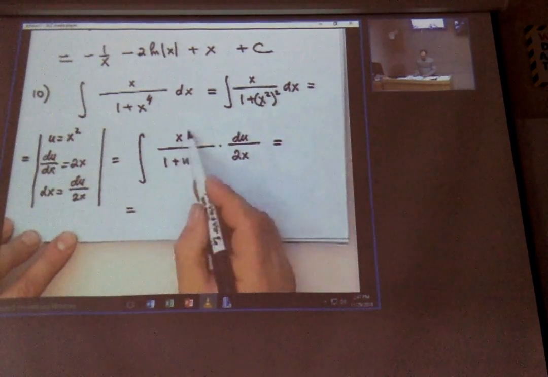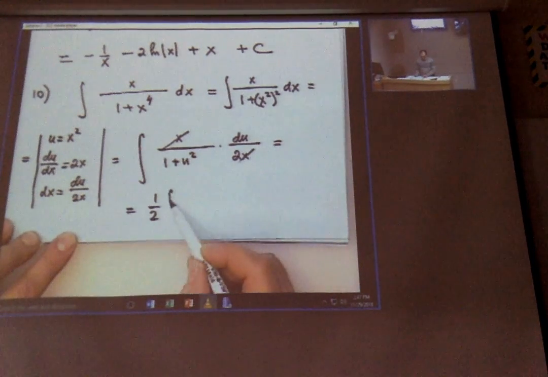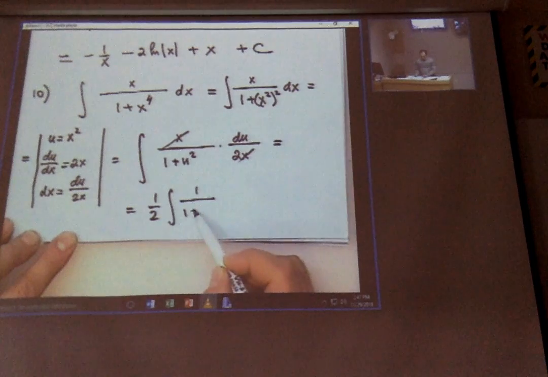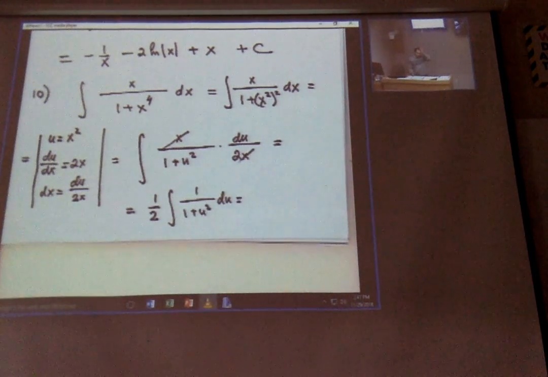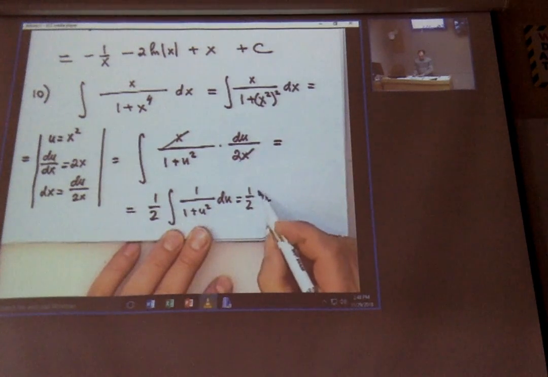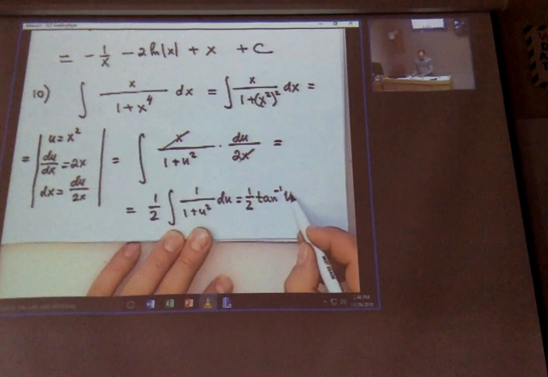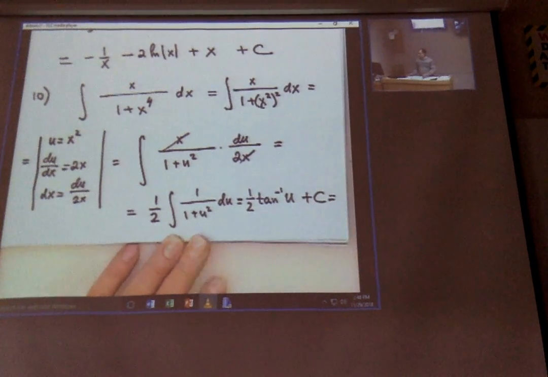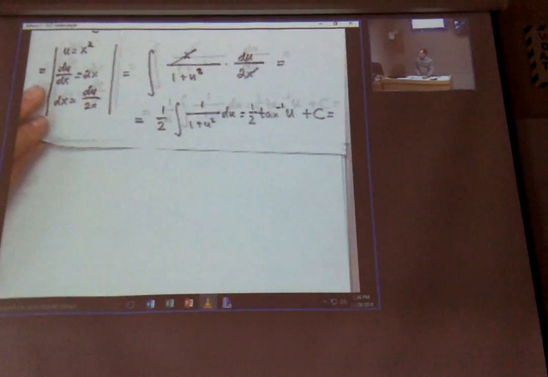So canceling x's, moving 1 over 2 outside, and you have 1 over 1 plus u squared du. And now we can see that 1 over 1 plus u squared is the inverse tangent, right? So you will have 1 over 2, inverse tangent or arctangent. The way you want to write this doesn't make any difference. Plus c. And now we'll go back to substitution.